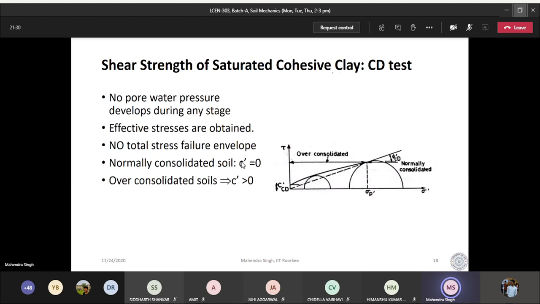If you are doing the consolidated drained test, then there is no question of total stress, because total stress and effective stress are the same. There is no pore water pressure development here. So the basic fundamentals remain the same. For normally consolidated soil, you are going to get C dash equal to 0. For over consolidated soil, you are going to get C dash more than 0. And in this case, you get only the effective stress envelope. You don't get the total stress envelope as we were getting in the CU test.